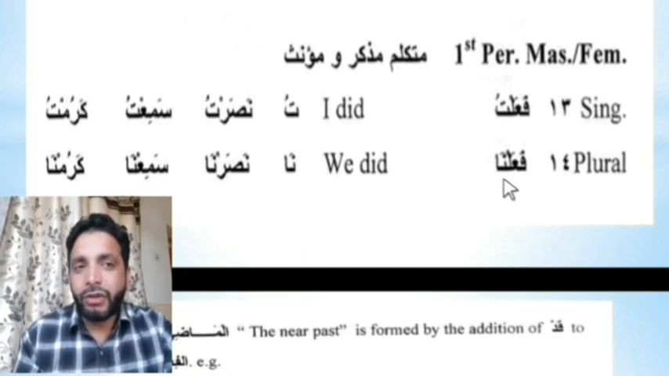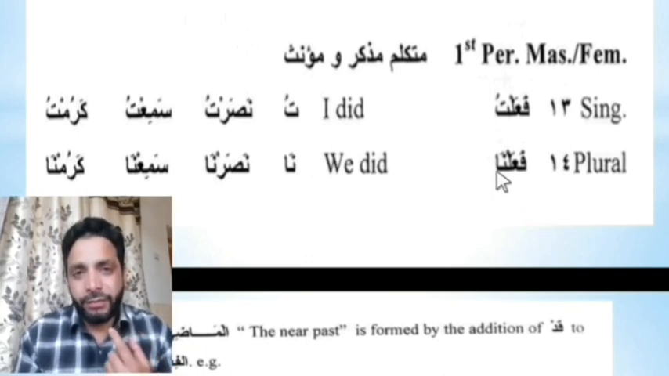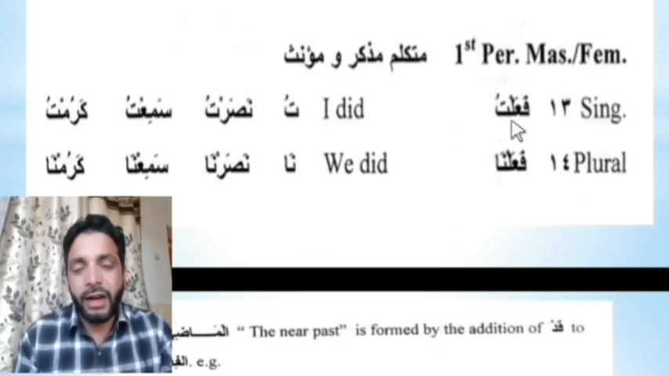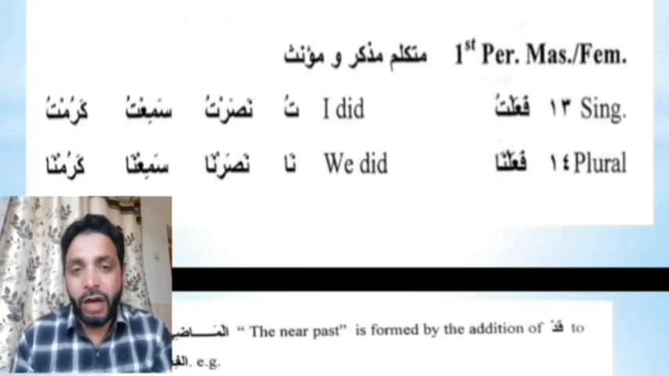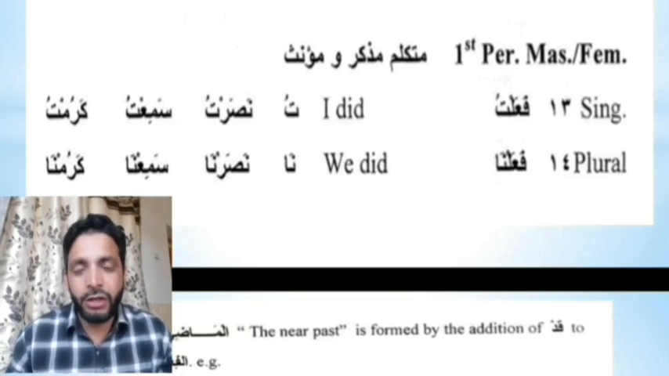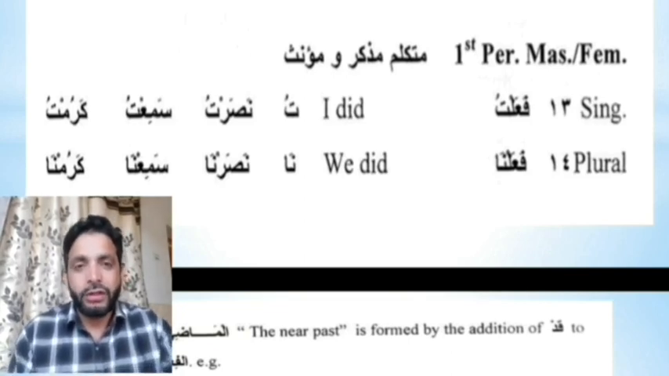Fa'alna, I added na at the end of fa'al, it became fa'alna, means we did. Examples are nasarna, sami'na, qarabna. So fa'alna is al-jama al-mutakallim. Al-jama means plural, al-mutakallim means first person. Similarly, fa'altu is al-mufrad al-mutakallim, means singular, first person. So if I wrote something, I will say katabtu, I wrote. If we are many teachers, I will say katabna, we wrote.